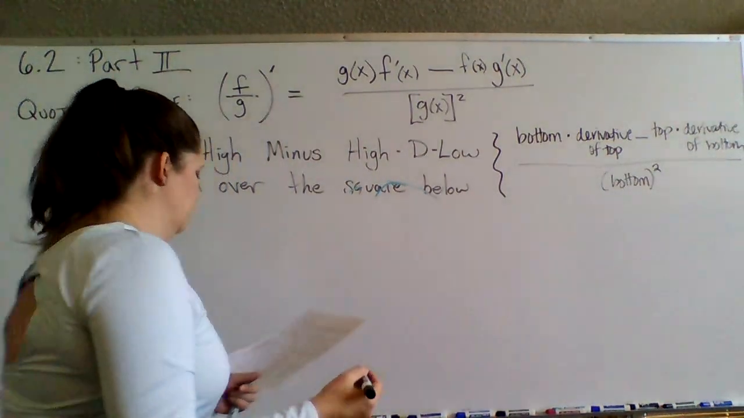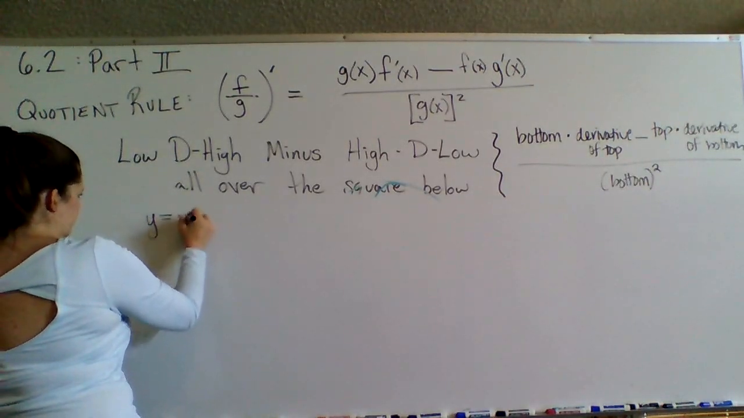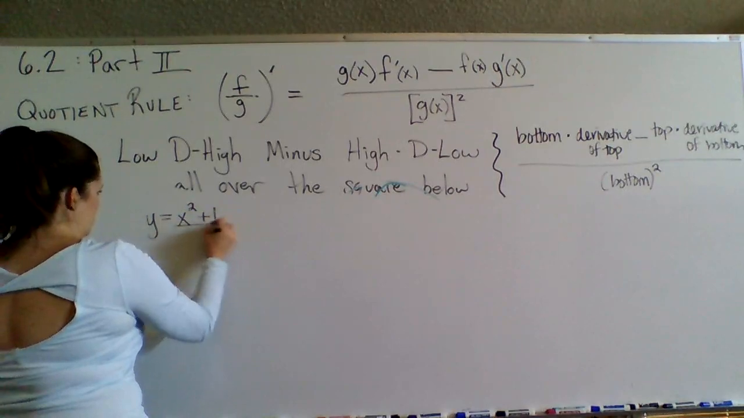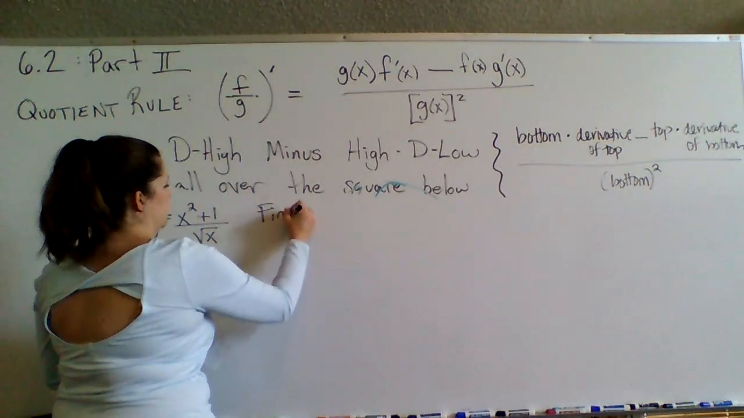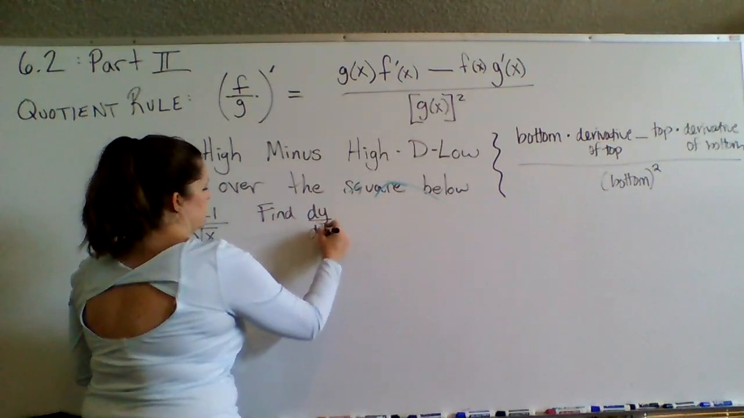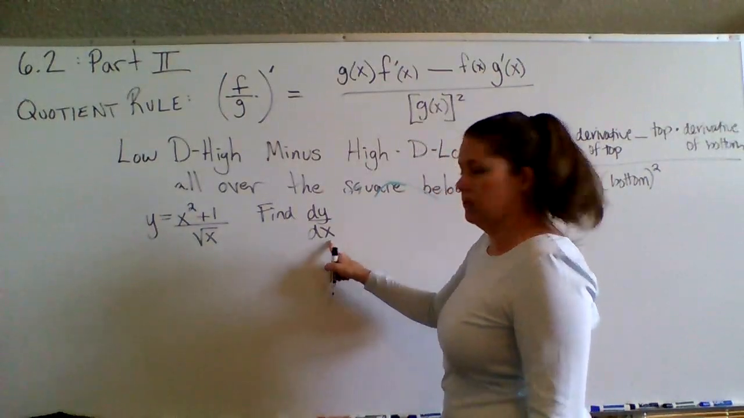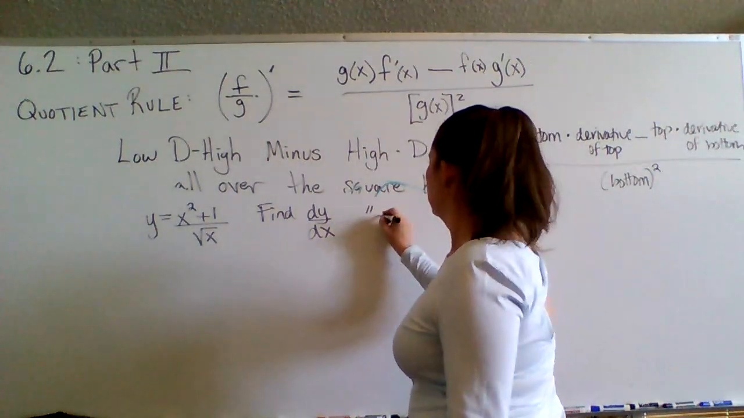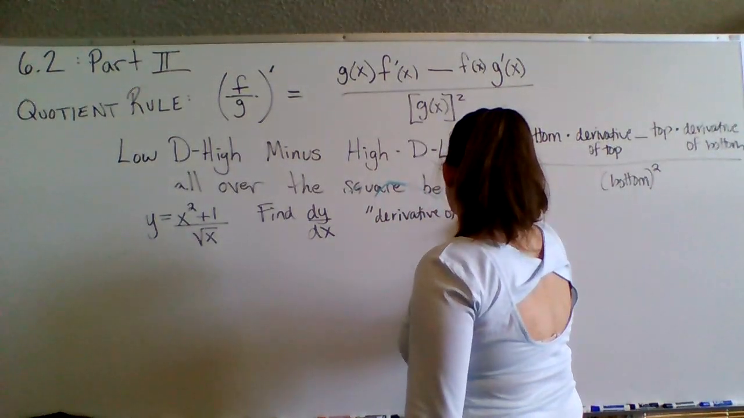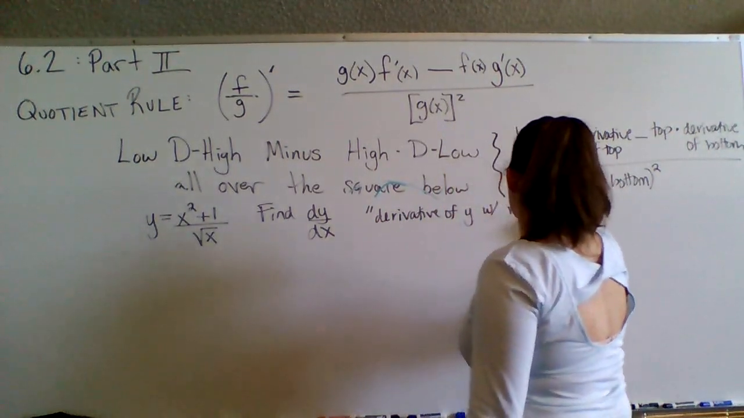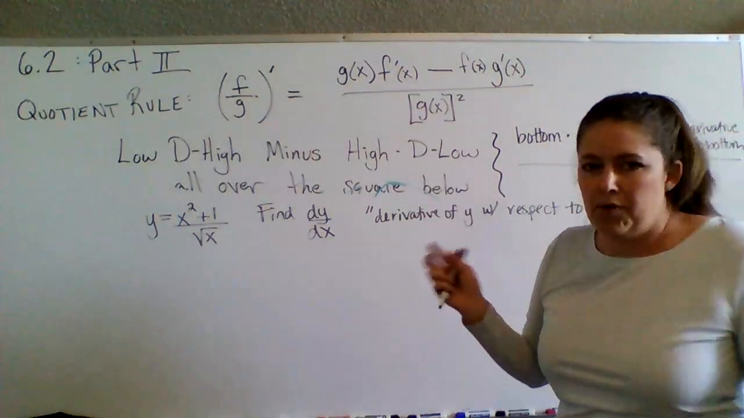Okay? So on this example, I'm going to give you y equals x squared plus 1 over the square root of x. And they're actually asking us to find dy over dx. So I'm introducing this new notation. This is called operator notation. This is read as the derivative of y with respect to x. It just means the same thing as y prime.